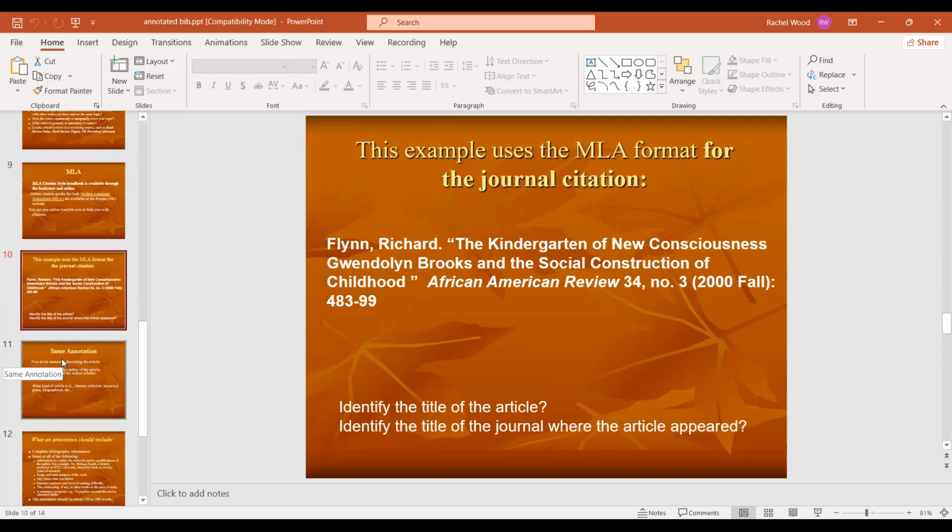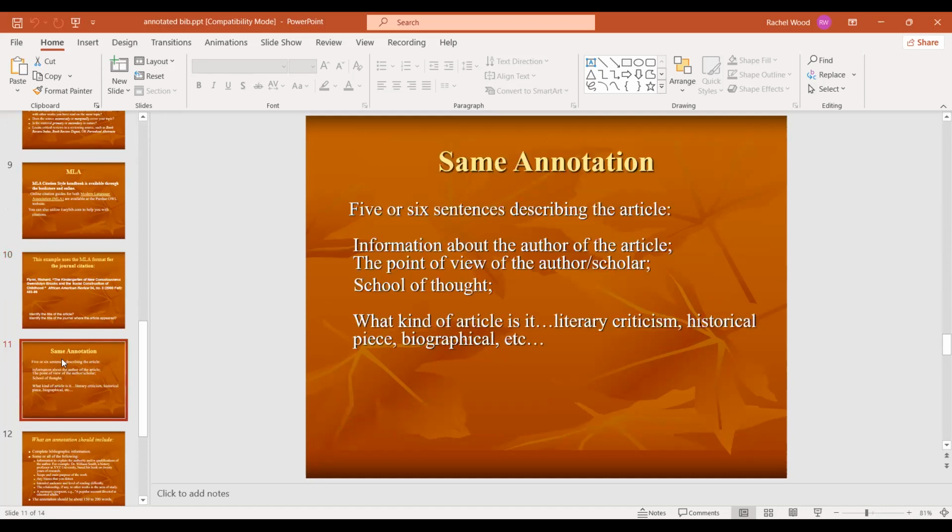So looking at that, you want 5 or 6 sentences describing the article. You want information about the author of the article, the point of view, and the school of thought. Is it a biased accounting? If you're doing your paper on immigration and you are reading papers written by people who are against immigration, I always tell students that it's a good idea to find something that opposes your topic just so that you have a separate side to look at. And this will actually help you as you are starting to put your paper together.